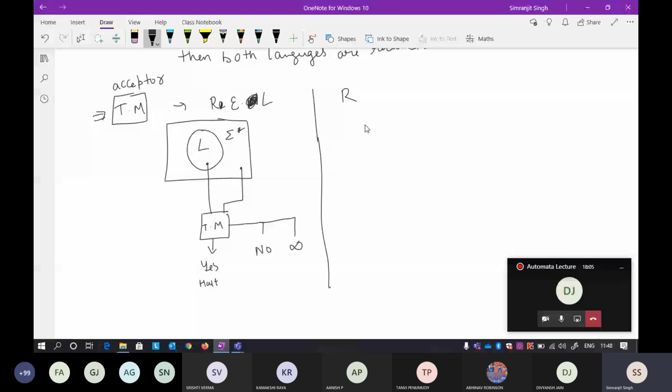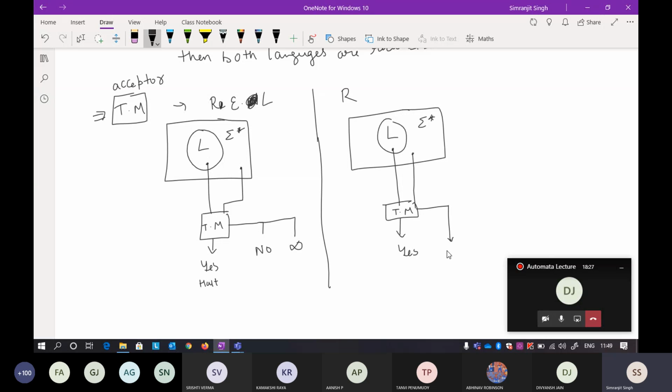The second category is the same idea: now this is again the language and this is your sigma star. When you give a string to a Turing machine, it will either say yes, this particular string lies in the language, or, if the string does not lie in the language, it can directly reply no, this particular string does not lie in the language. So there is a difference between recursive enumerable languages and recursive languages.